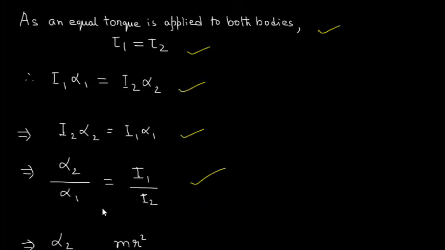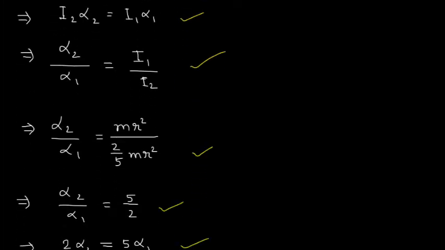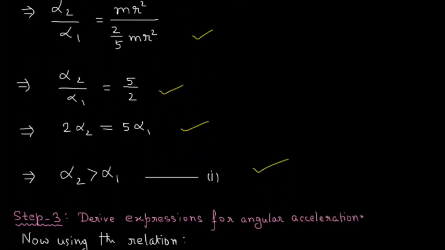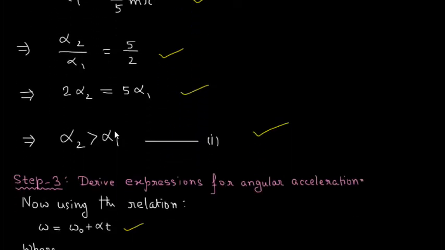Putting the value of I1 alpha 1 is equal to I2 alpha 2, we find the ratio of alpha 2 and alpha 1 and put the value of I1 and I2 which we found at the beginning, and we get mr square upon 2 by 5 mr square, and upon solving we get 5 by 2. So the ratio of alpha 2 to alpha 1 gives 2 alpha 2 is equal to 5 alpha 1, which says that alpha 2 is greater than alpha 1.